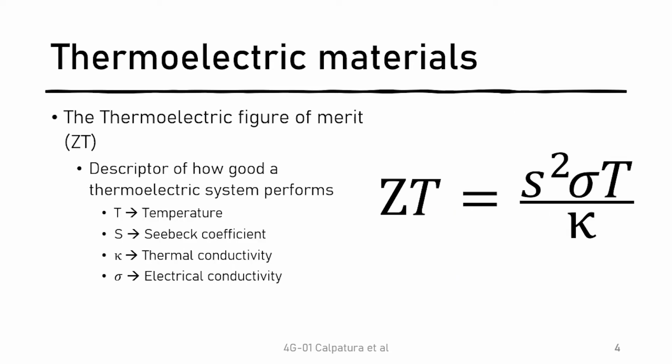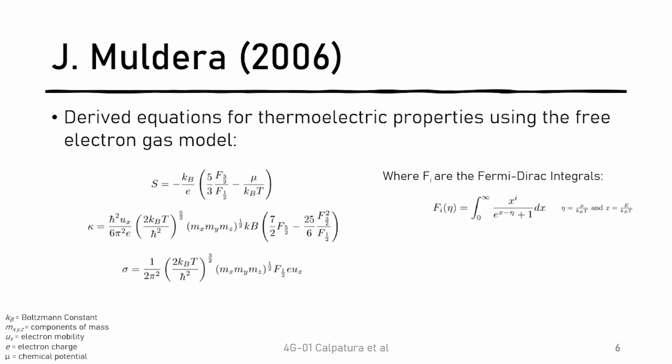These materials are also quantitatively described by the thermoelectric figure of merit ZT. It describes how good the thermoelectric system performs. To get a high ZT, one would want a high Seebeck coefficient and high electrical conductivity, as well as low thermal conductivity. J. Mulder in 2006 derived equations for thermoelectric properties using the free electron gas model. These equations are shown in the slide.